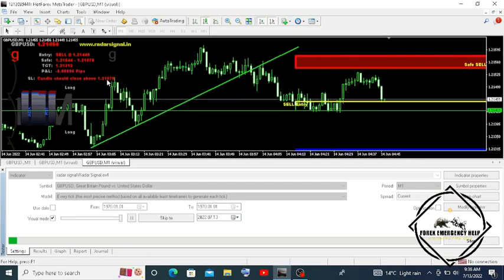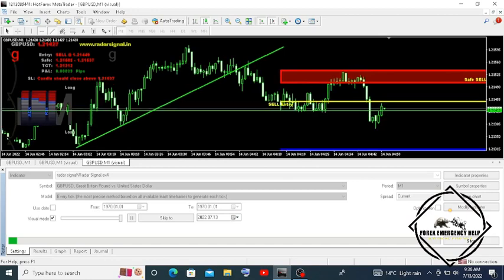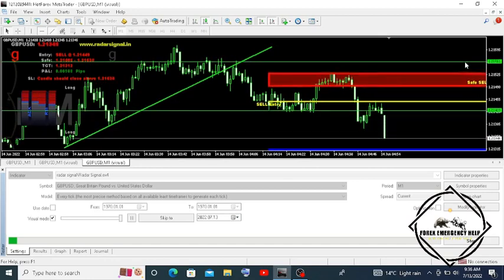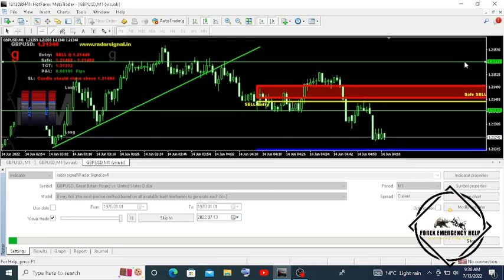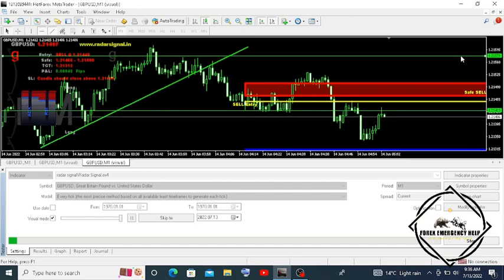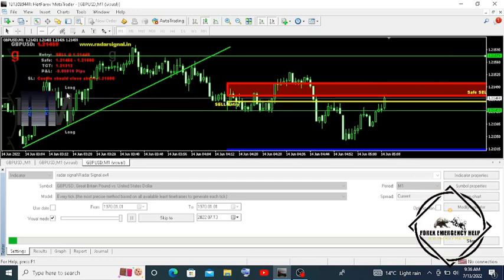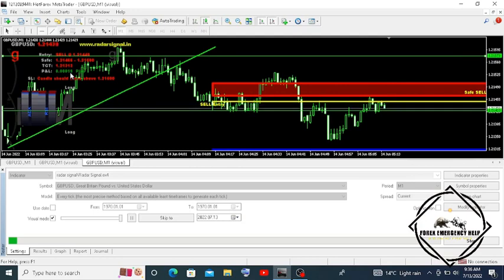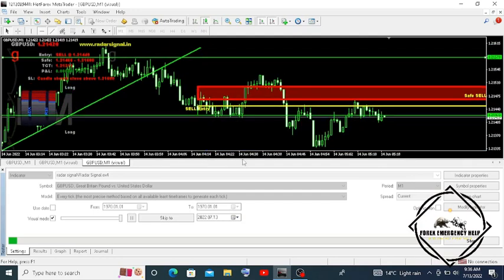Look, 1.21578 should be the stop loss. The stop loss was here, but now look where the stop loss is, 1.21500, and you are still 2 pips in profit.